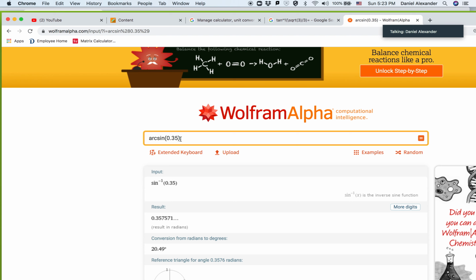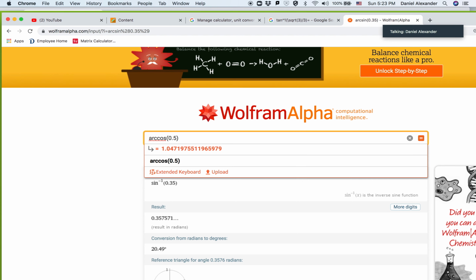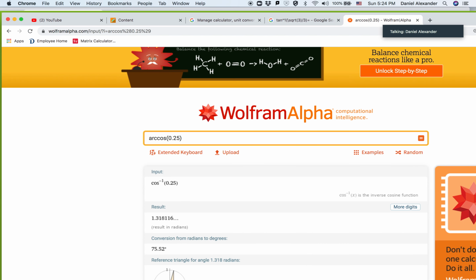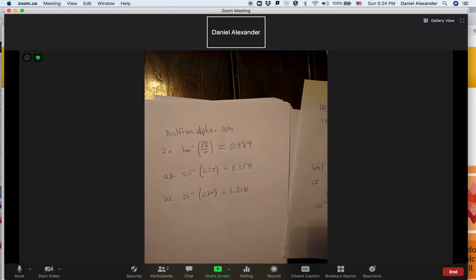I was looking at the next problem. The next problem is going to be 2c, the cosine inverse of 0.25. So let's look at that. Again, I'm going to write arc cosine and 0.25. And notice how it just gives you the answer right here. But let's just go through it and see. So again, I get 1.3181. That's going to be 1.318 to 3 decimals. Okay, so I will stop the share, and I just wrote down the answers that we got. So we have those. Okay. Again, that's a handy way to do things.